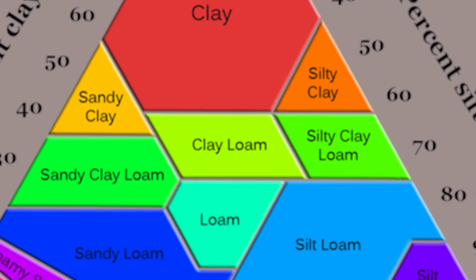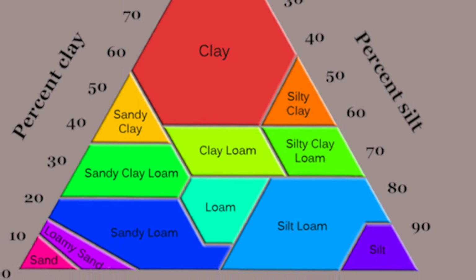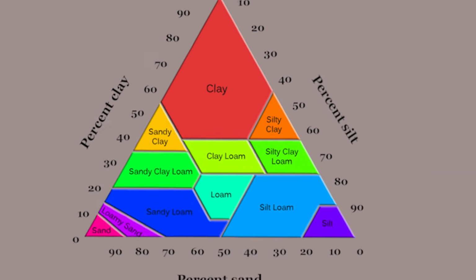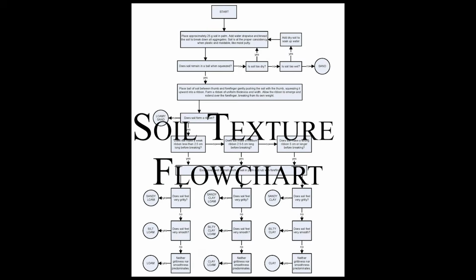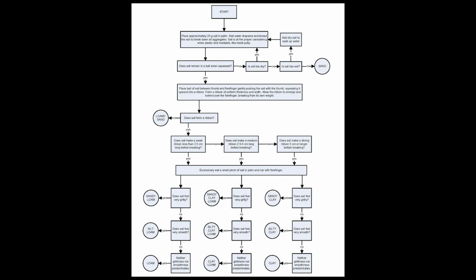Just search soil texture images to get a copy of this particular diagram if you need it. Great, I've got a soil texture chart, but how do I really use it? How do I measure the relative proportions of clay, silt, and sand? Search soil texture by feel flowchart, and you should get a diagram that looks like this.